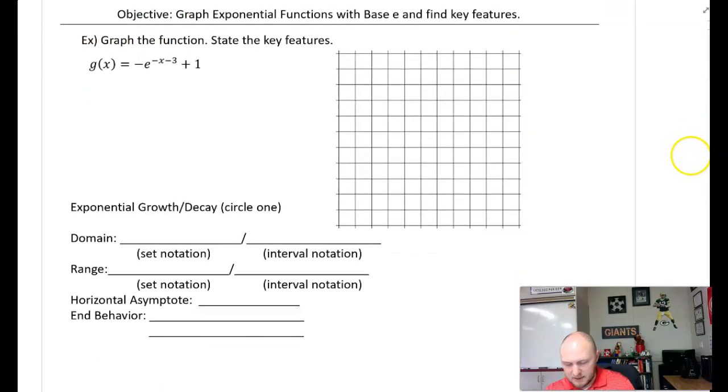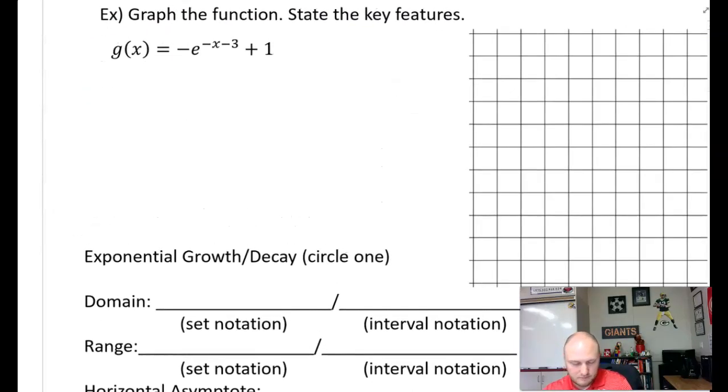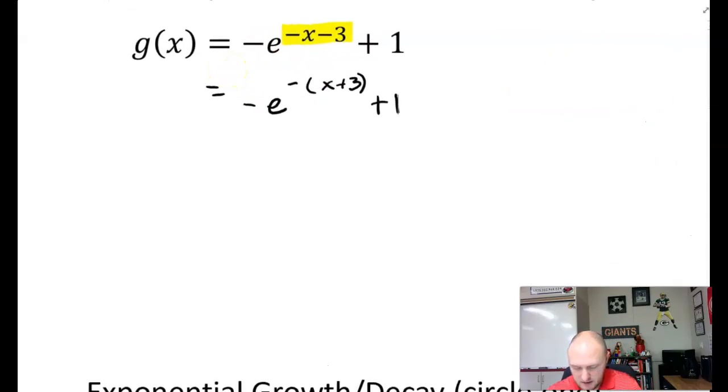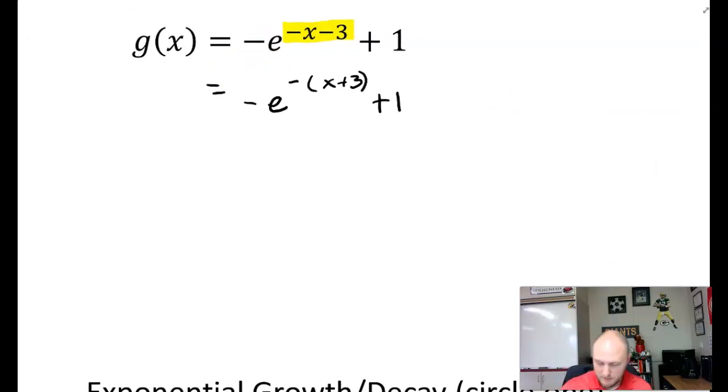All right, here is example 2. In this example, what's interesting is our exponent. So notice I have negative x minus 3. So I'm going to go ahead and rewrite this. This is negative e, and I'm going to factor out that negative. I want it in factored form. And that's going to cause me to change my coefficient in front of the 3.